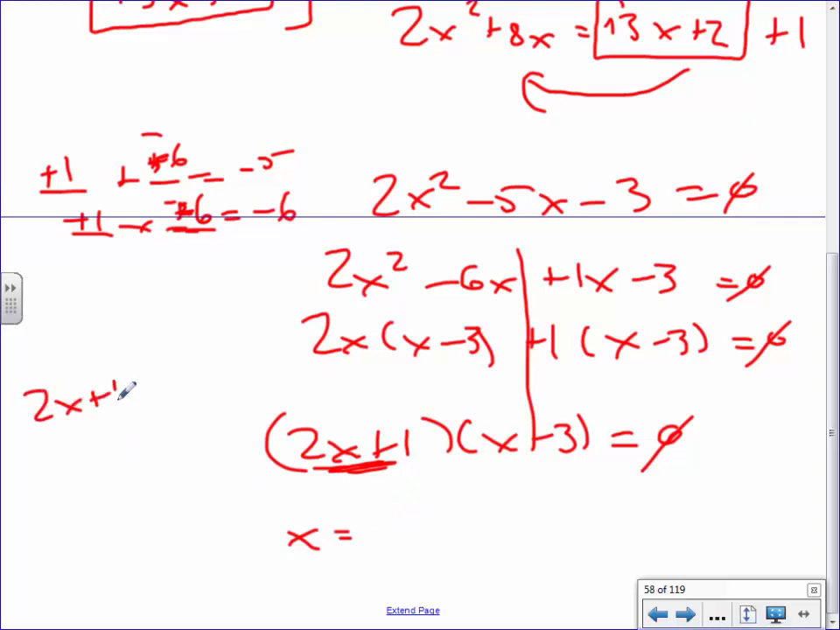Okay, well, 2x plus 1 would have to be equal to 0. Subtract 1 from both sides. And then divide by 2. So this one gives me an answer of -1/2. Make sense? Good. Funny looks. Am I okay here? Or did I go too fast?